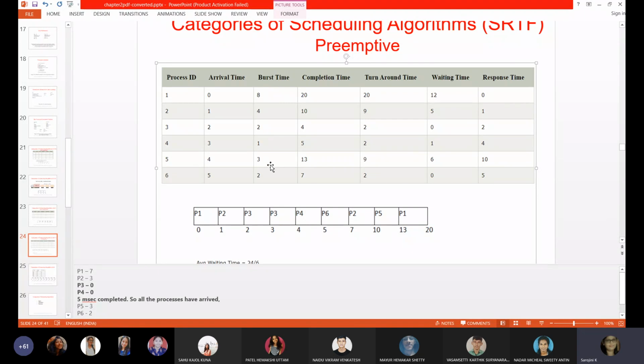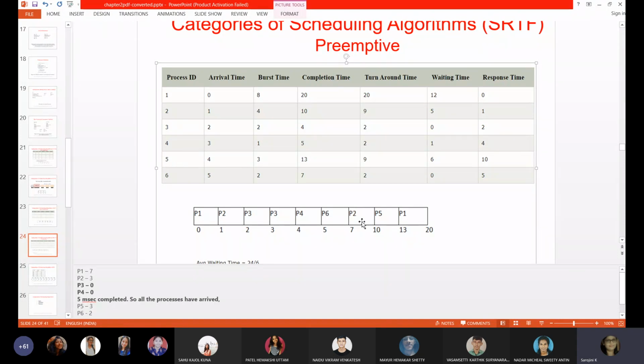P1 has 7 milliseconds CPU burst time currently, and P5 has 3 milliseconds, of course. P5 will be selected.